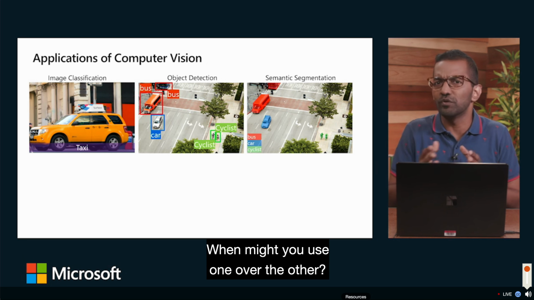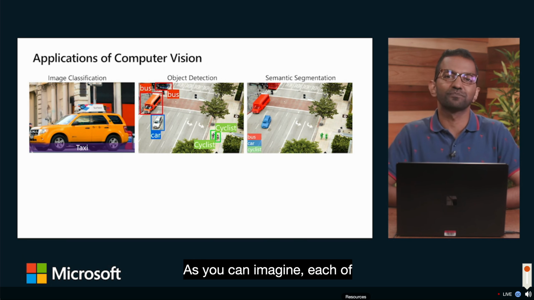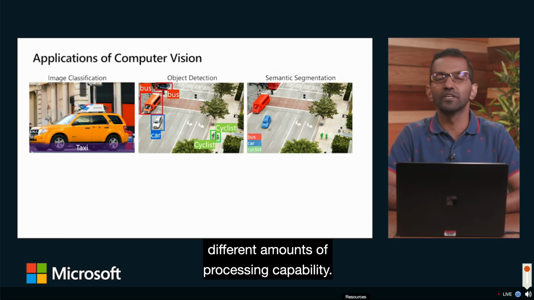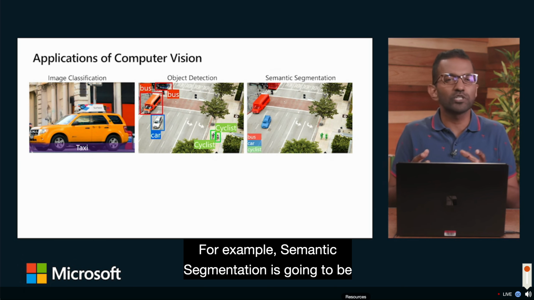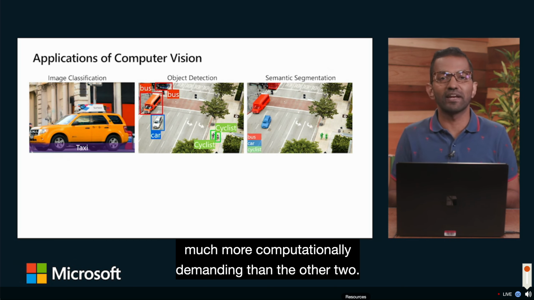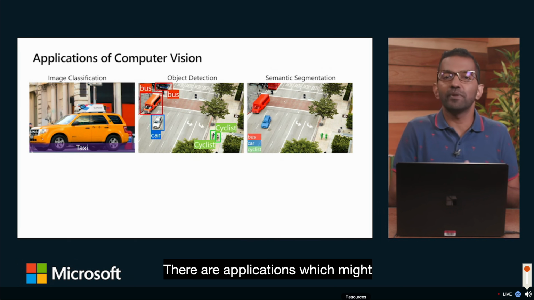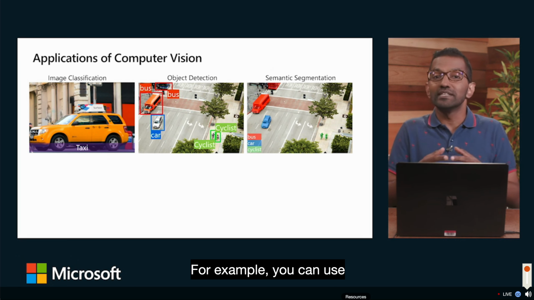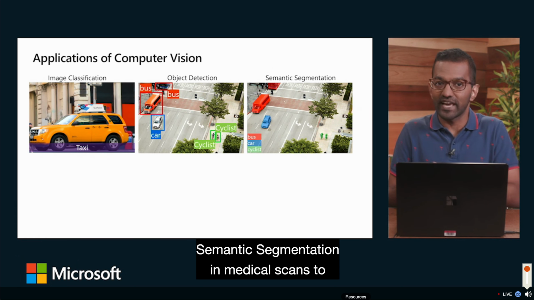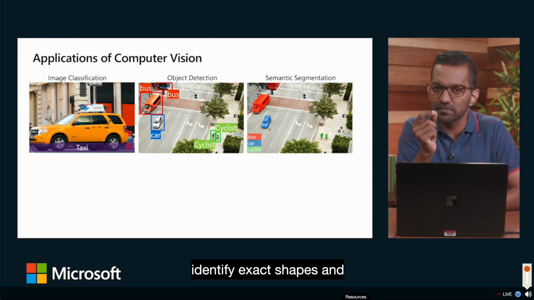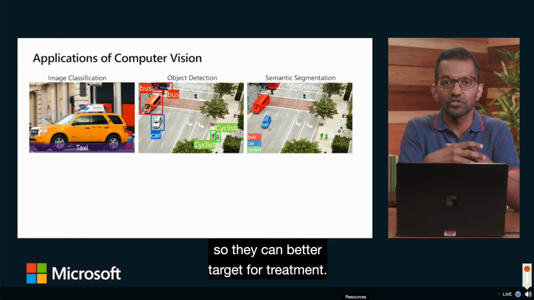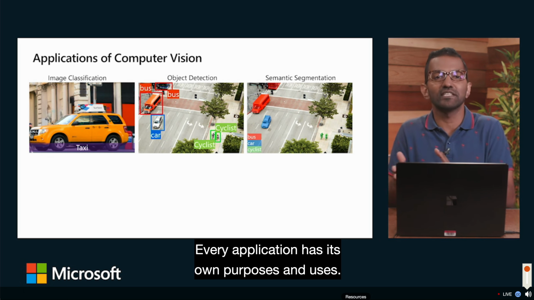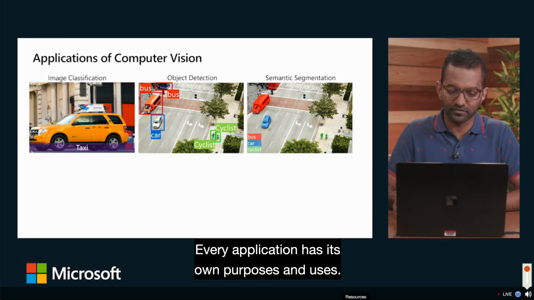When might you use one over the other? As you can imagine, each of these might require a different amount of processing capability. For example, semantic segmentation is going to be much more computationally demanding than the other two. And there are applications which might require each of these capabilities. For example, you can use semantic segmentation in medical scans to identify exact shapes and perhaps positions of tumors so they can be better targeted for treatment. So every application has its own purposes and uses.